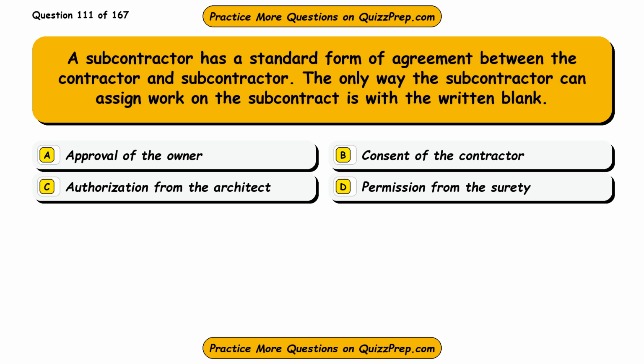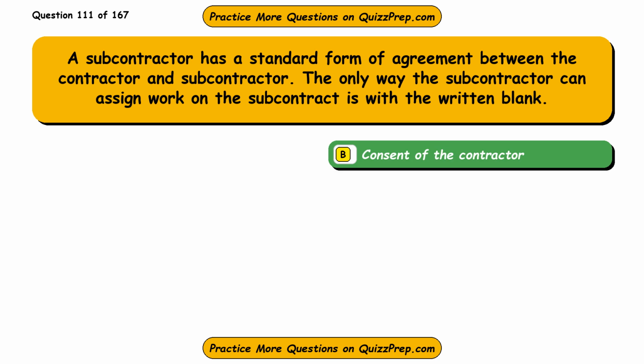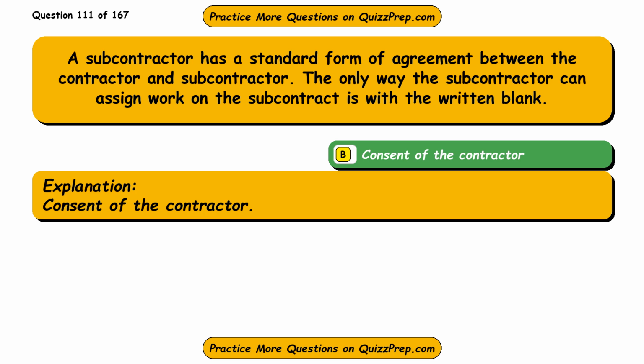Option B, consent of the contractor. Option C, authorization from the architect. Option D, permission from the surety. The correct answer is option B, consent of the contractor. Consent of the contractor.